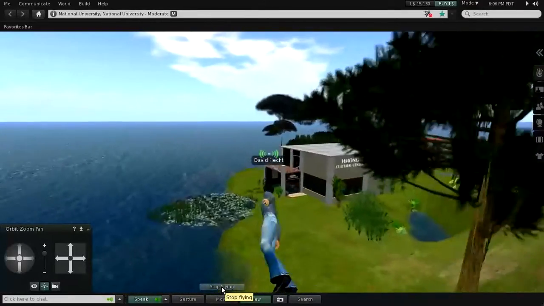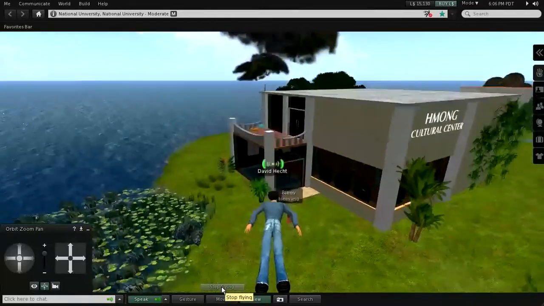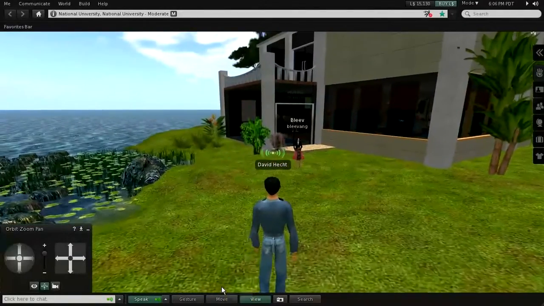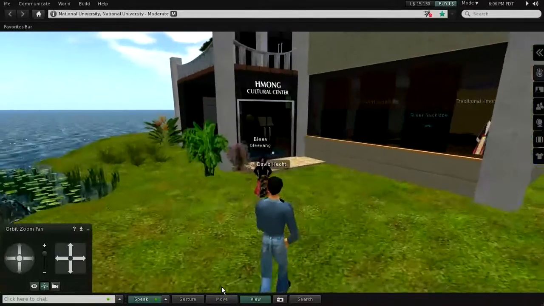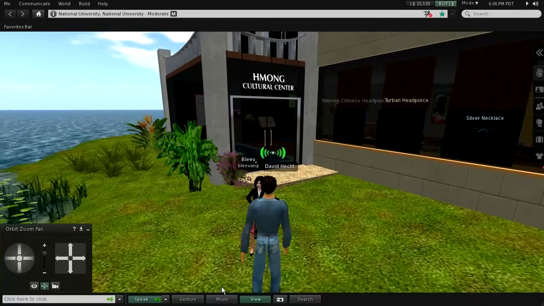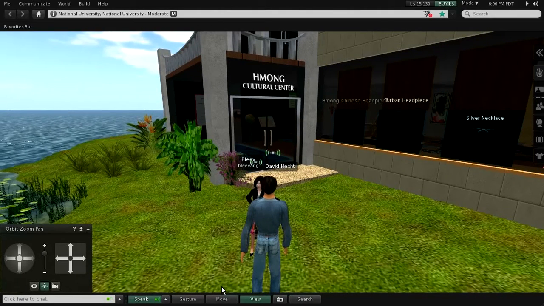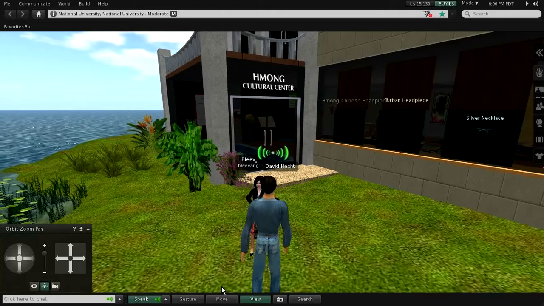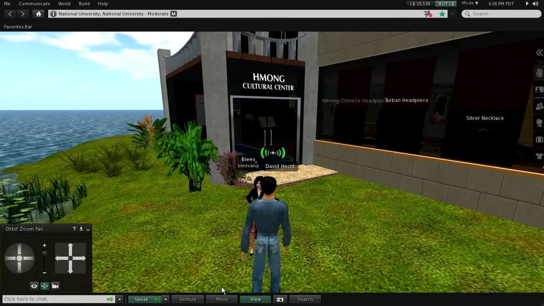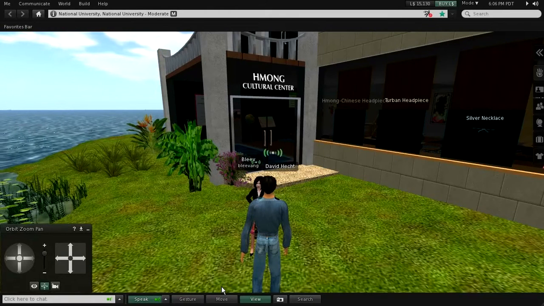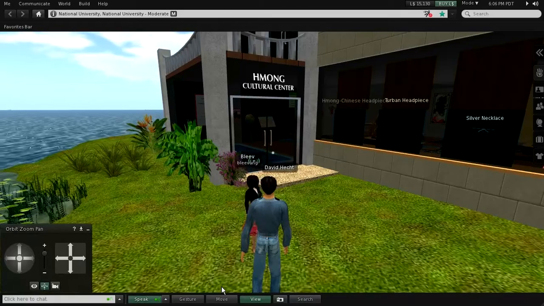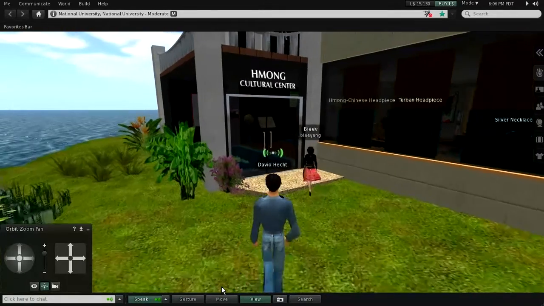Here it is. She's done a great job in setting up this building. Good evening, Bao. How are you? Good, how are you? I'm great. We're all excited about touring the Hmong Cultural Center tonight. You've done a great job. This is a beautiful facility. Can you give us a tour? Yes, would you like to come in? Sure, let's go.